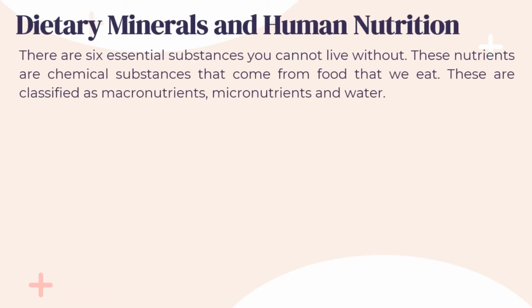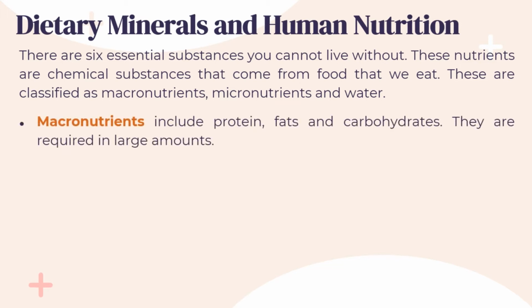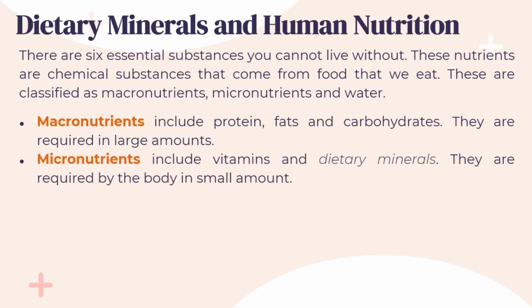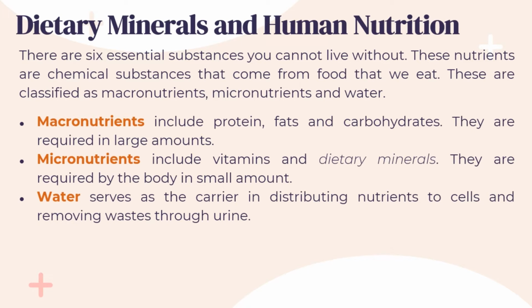Dietary minerals and human nutrition. There are 6 essential substances you cannot live without. These nutrients are chemical substances that come from food that we eat, such as macro and micronutrients and water. Macronutrients include protein, fats, and carbohydrates, which are required in large amounts, while micronutrients include vitamins and dietary minerals, which are required in small amounts, while water serves as the carrier in distributing nutrients to cells and removing waste through urine.